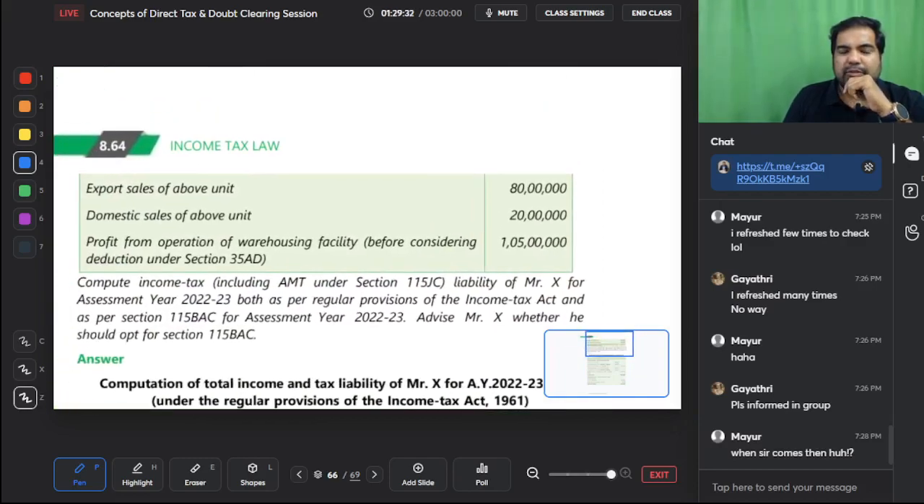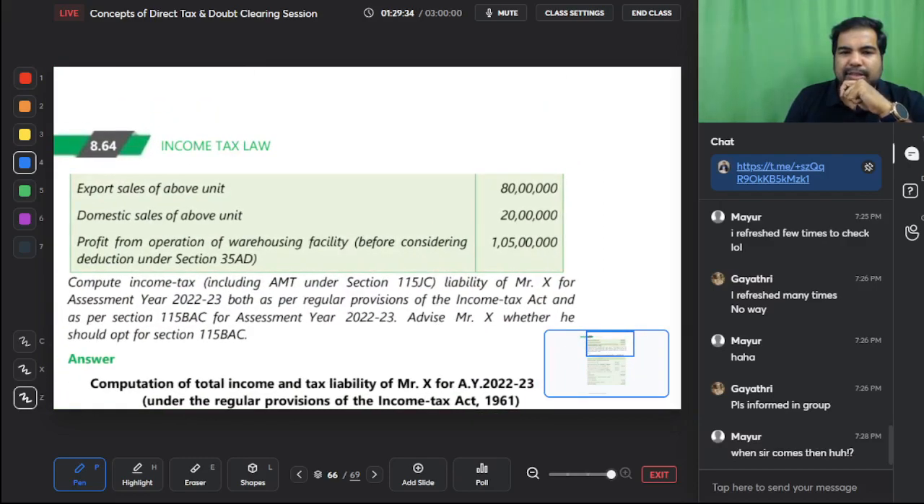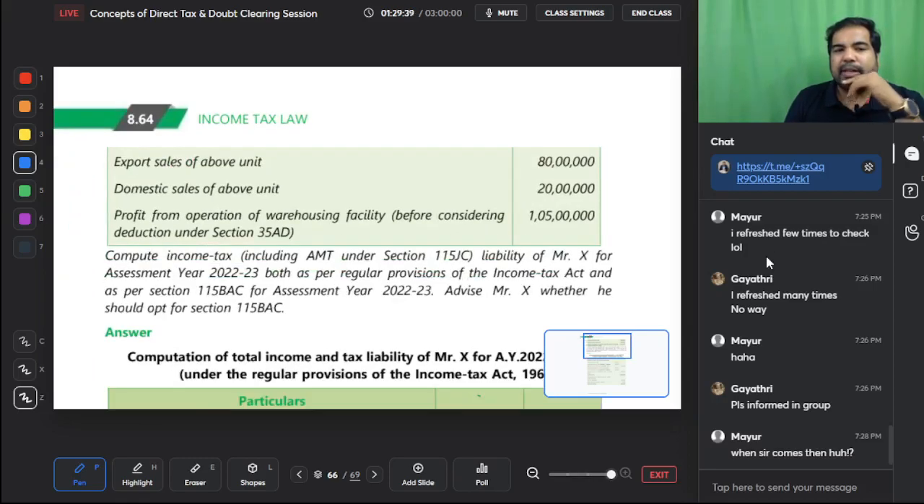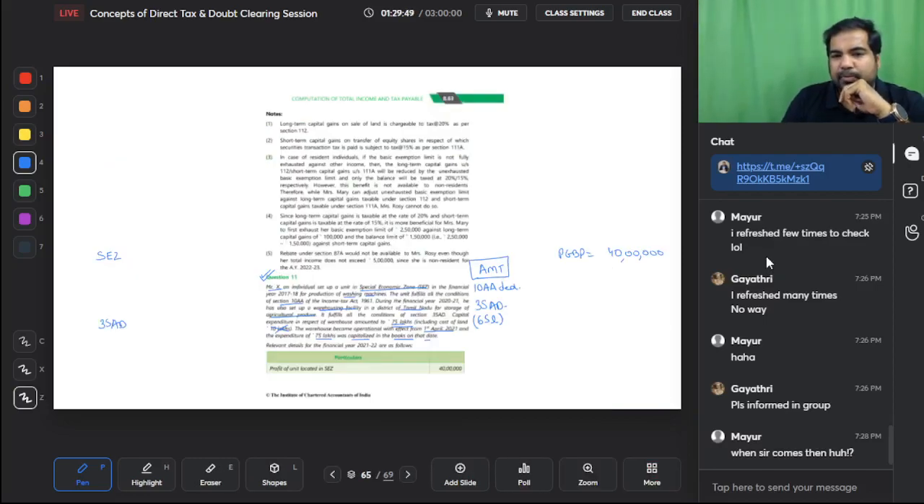Next, export sales of above unit is 80 lakhs, domestic sales is 20. So basically your export sales is 80%, and we're in the first 5 years. So 80% of 40 lakhs is 30 lakhs. That is a deduction under 10AA. So 10AA deduction is 32 lakhs. I'll tell you how I got it.